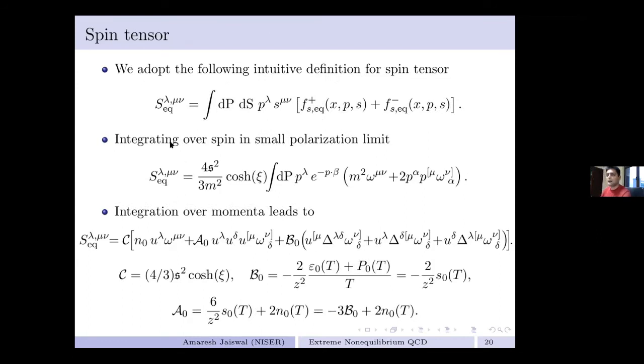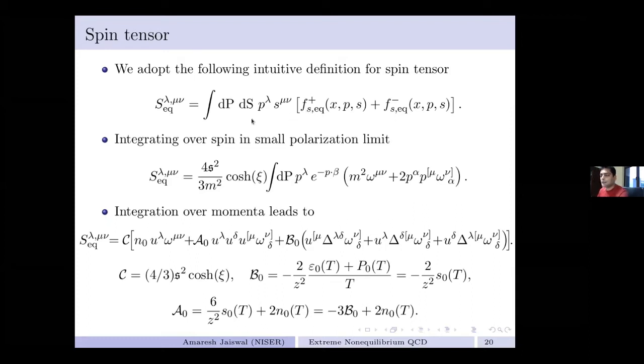The next thing that we define is the spin tensor. This definition is what we provide, and it is not taken from the previously known definitions. We adopt the following intuitive definition for the spin tensor. Why is it intuitive? Because we weigh it with the spin tensor and consider the flow of that. So basically, this is the spin flow tensor. Weighing with p lambda and integrating over dp and dS means that we are looking at the flow of S. So this is what we define intuitively.